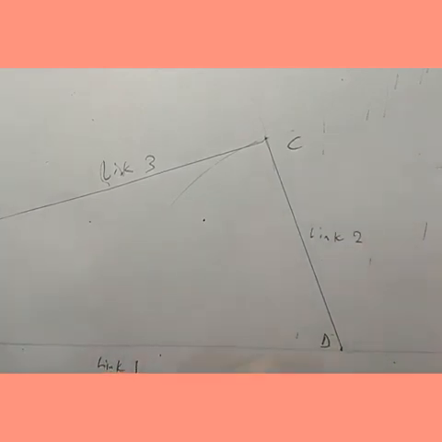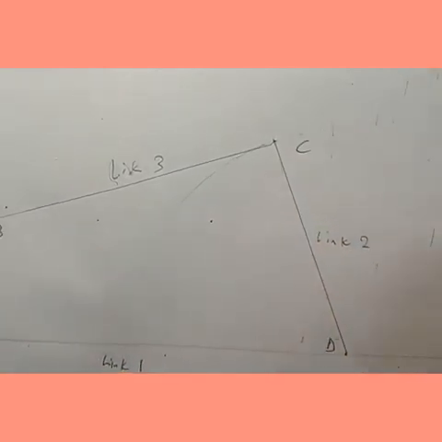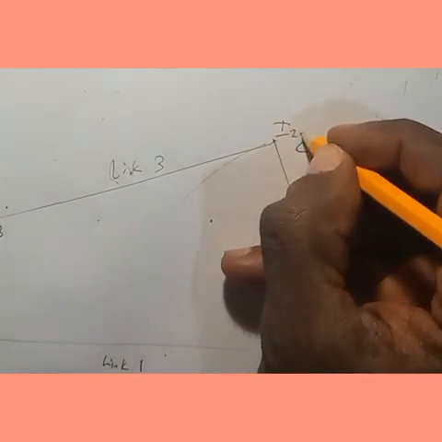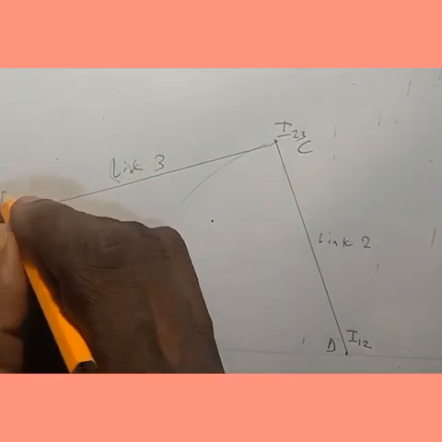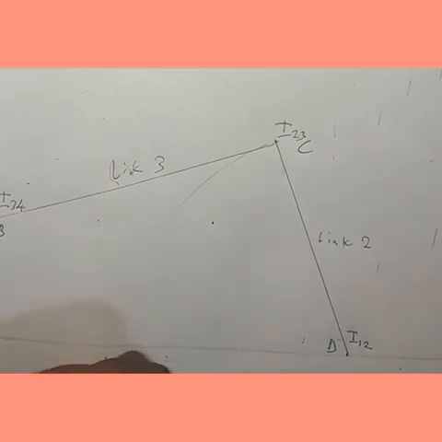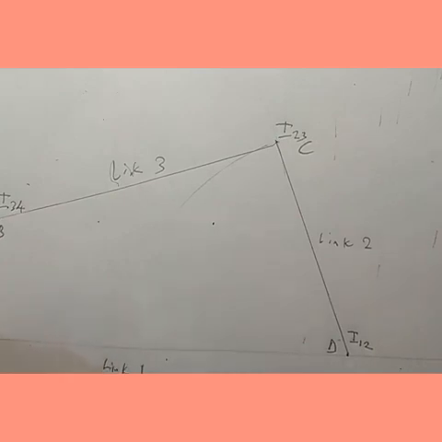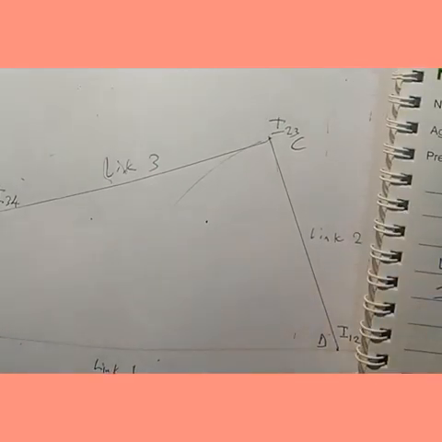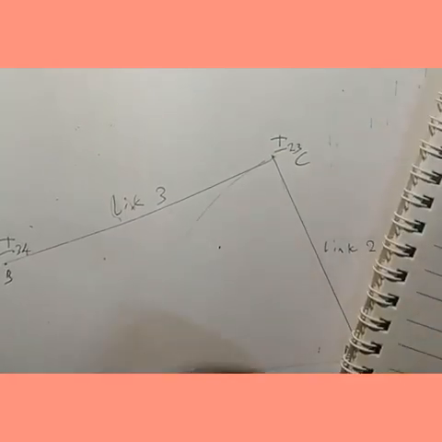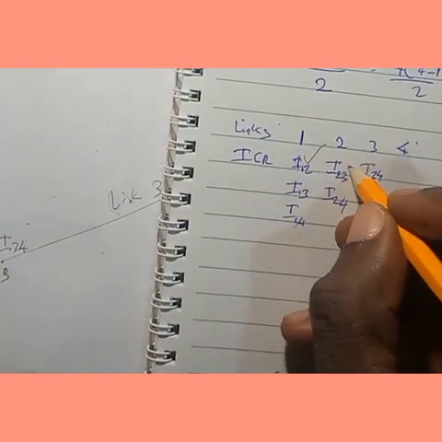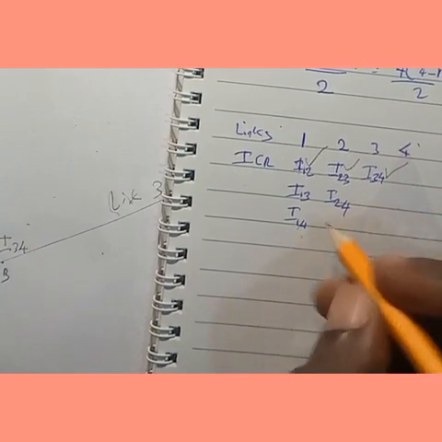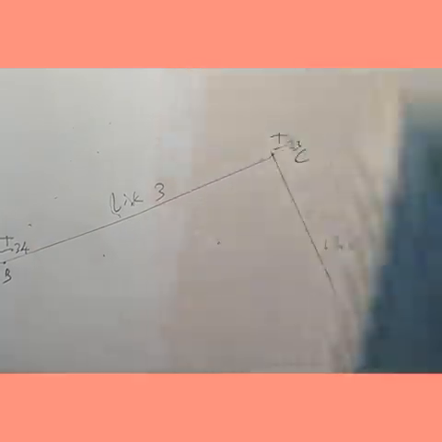So between link 1 and link 2, we are going to have I12 instantaneous center. Between link 2 and 3, you are going to have I23. Between link 3 and 4, you are going to have I34. And then, since here is 1, here is 4, between link 1 and 4, you're also going to have I14 instantaneous center. So it means we have been able to locate I12, I23, I34, and I14.